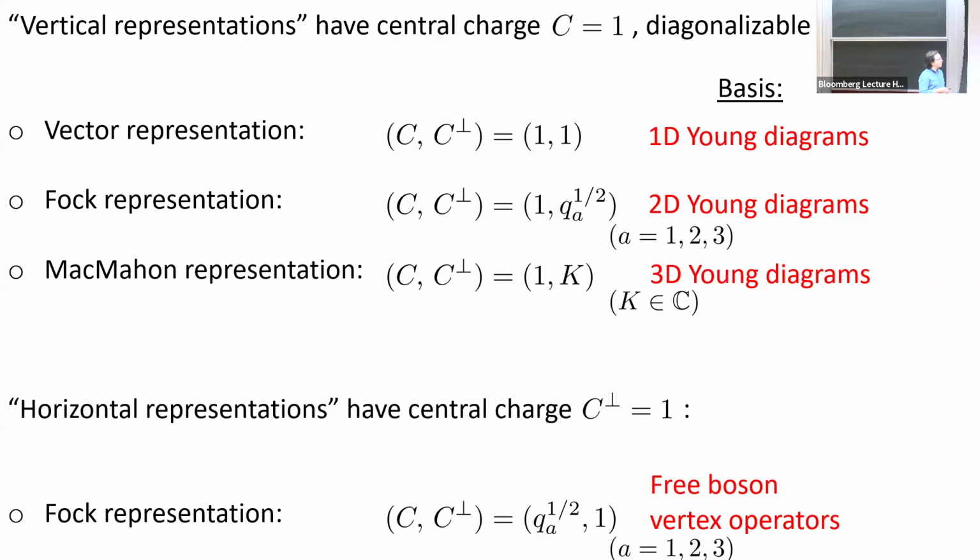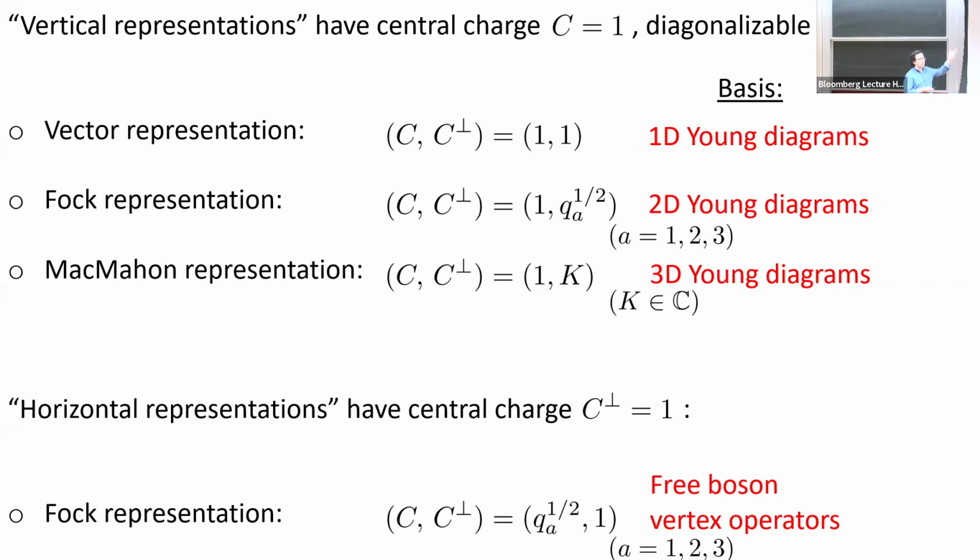Now, if you instead set C transverse to 1, there's only one type of representation that has been studied thoroughly, called Fock representations in this dual channel, where this time you set Q_A to the 1/2 for C. The H modes do not commute, but they have the commutation relation of a free boson. So the Fock representation for this horizontal representation is just an algebra, which will depend on Q1, Q2, and Q3, of free bosons.